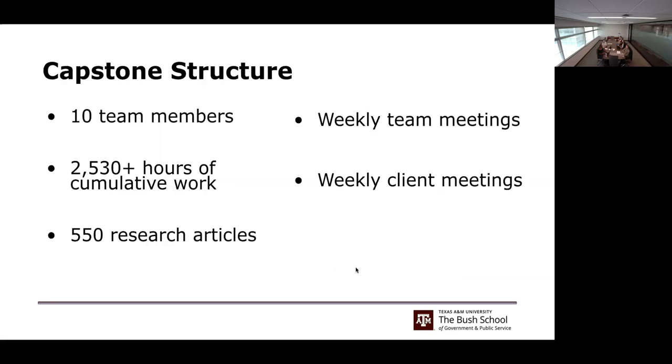A little bit about our capstone structure. We are graduate school students in our second year. We're about to graduate, and we are at the Texas A&M Bush School of Public Service. Many of the people on our team are actually studying nonprofit management, and some of us are also studying public policy and public management.